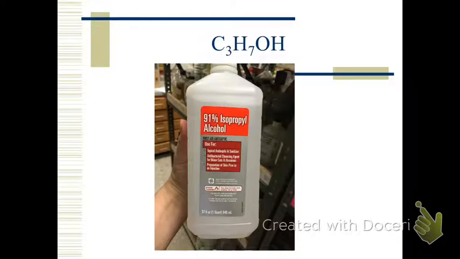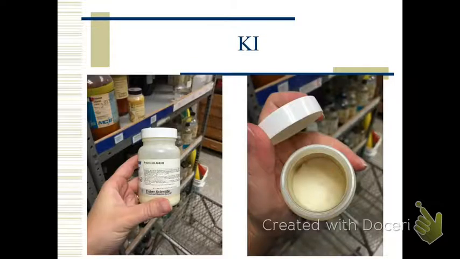The next one I have is C3H7OH, which is isopropyl alcohol, or what you call rubbing alcohol. You're used to seeing that, which again is a clear liquid. And then I have KI, which stands for potassium iodide. We'll go ahead and open that up, because you probably haven't seen that before, but it's a white crystal. Looks a lot like salt does, maybe a smidge yellow.